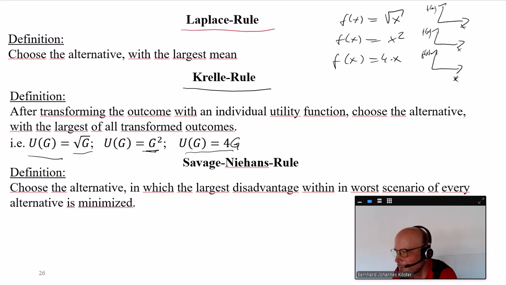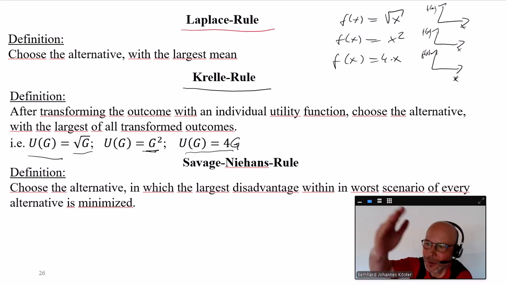Square root of 2 is 1.41. Square root of 4 is 2. Square root of 9 is 3. So you are always dampening.